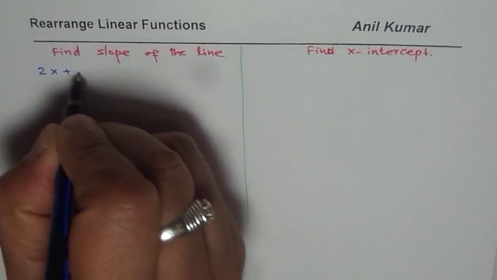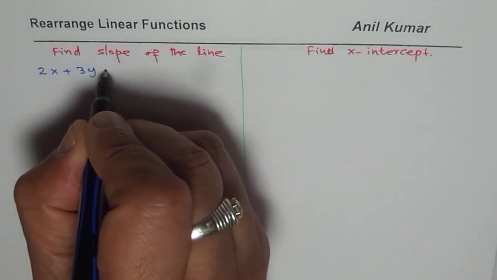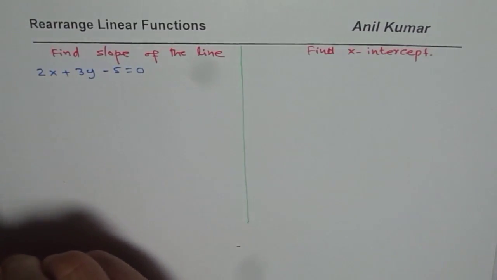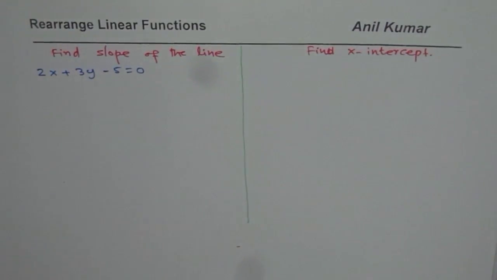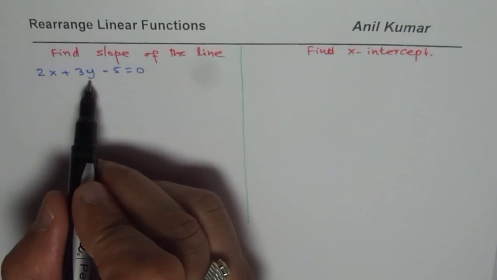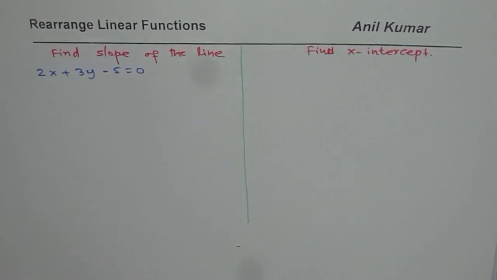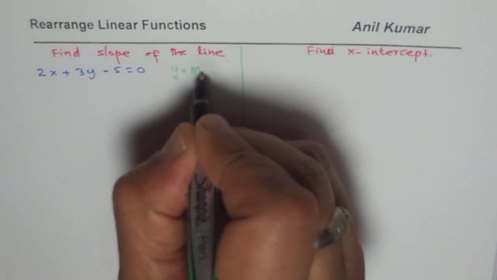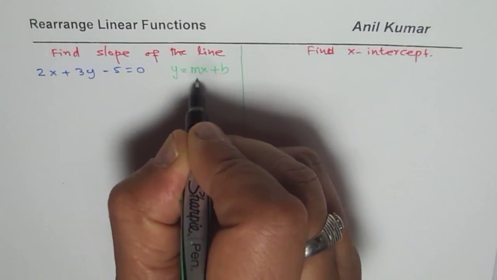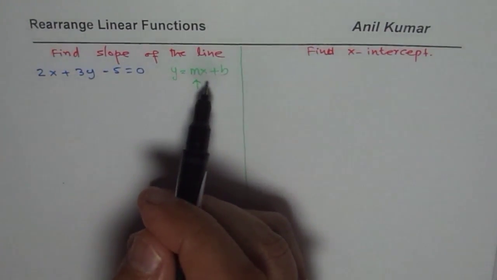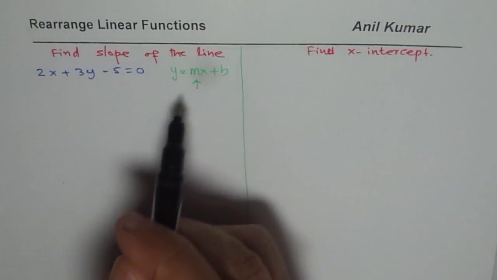Let's say it is 2x plus 3y minus 5 equals 0. So now you're supposed to find the slope of this line. How are you going to do it? Now to find slope, we have to rearrange. We can rearrange in the form of slope-intercept form. So I hope you remember slope-intercept form is y equals mx plus b, where m is the slope. So if I arrange standard form into slope-intercept form, I can read the slope, and that's the whole idea.